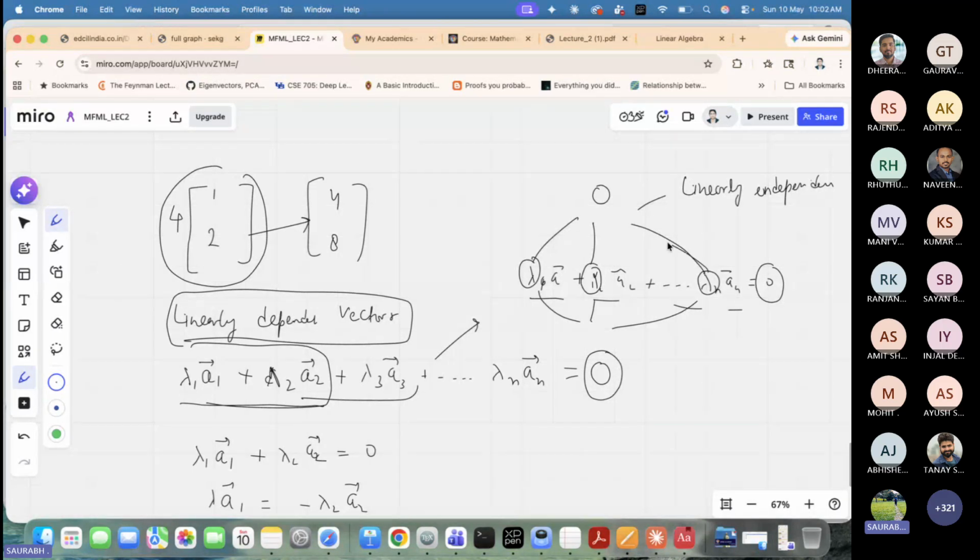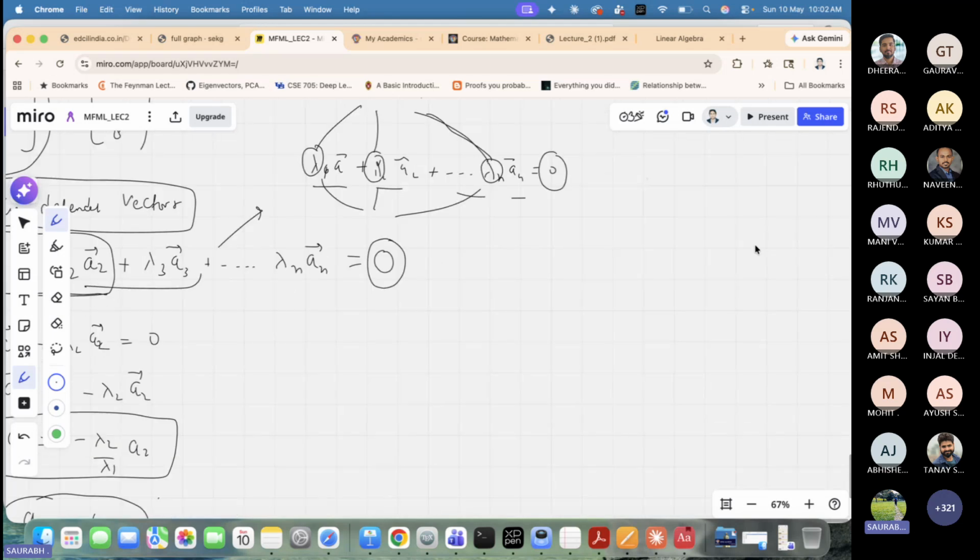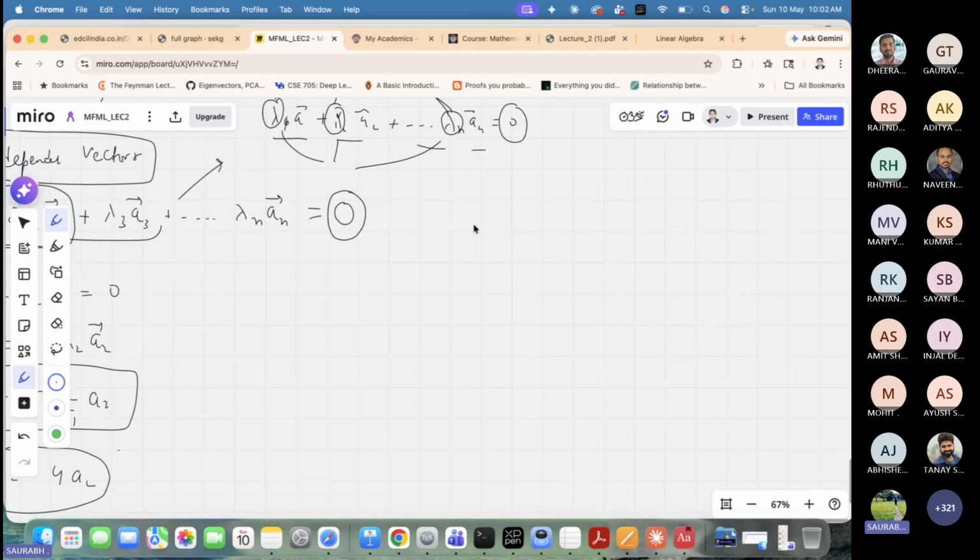If these scalars become 0, and that is the only way to combine them and make them equal to 0, then that is linear dependence. Now, I'll give you a simple example for that. I'll come back to your questions, but I'll give you a simple example of that.